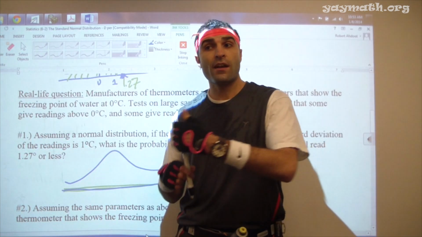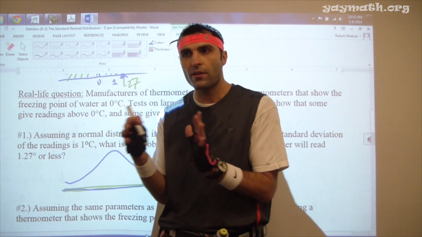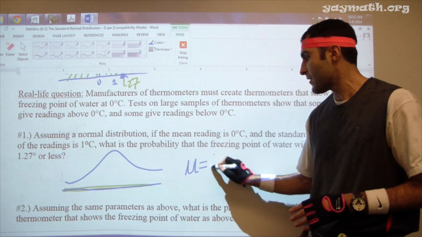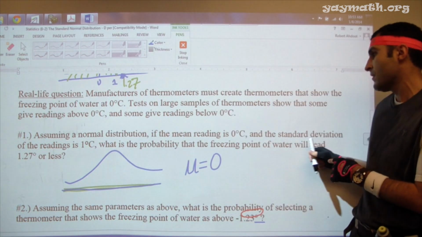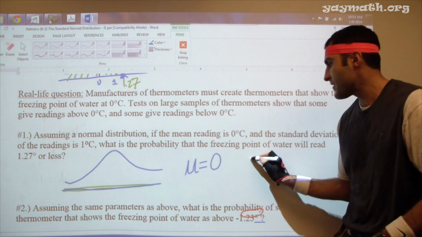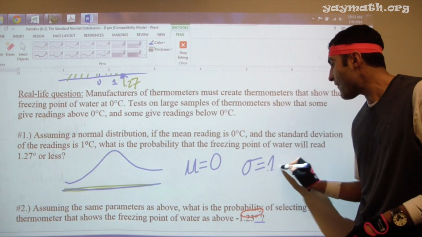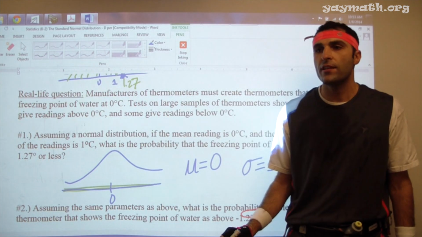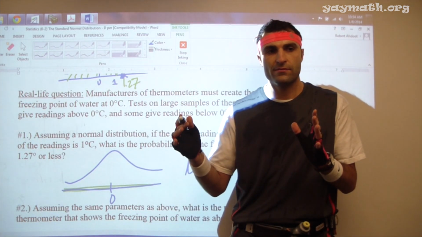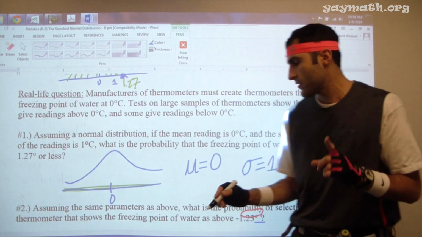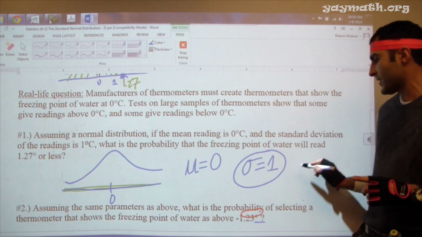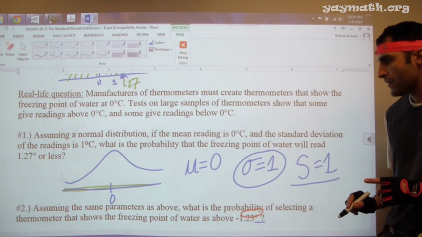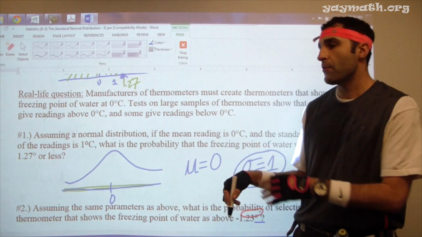However, some thermometers need to be tweaked and worked. So the mean of a thermometer tested at 0, the mean reading is 0, but the standard deviation is 1. On average, the thermometers are wrong by 1 degree in either direction. Standard deviation 1. We called it S before. Same thing. These are both the same. So on average, they're wrong. So this is how it works.